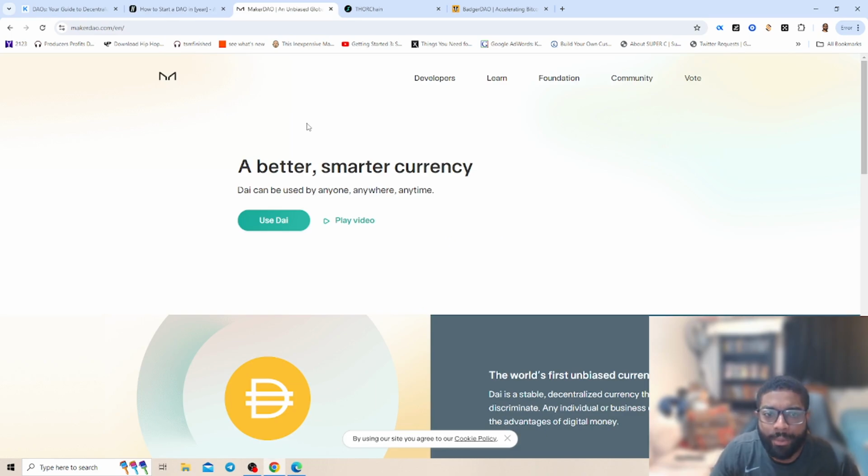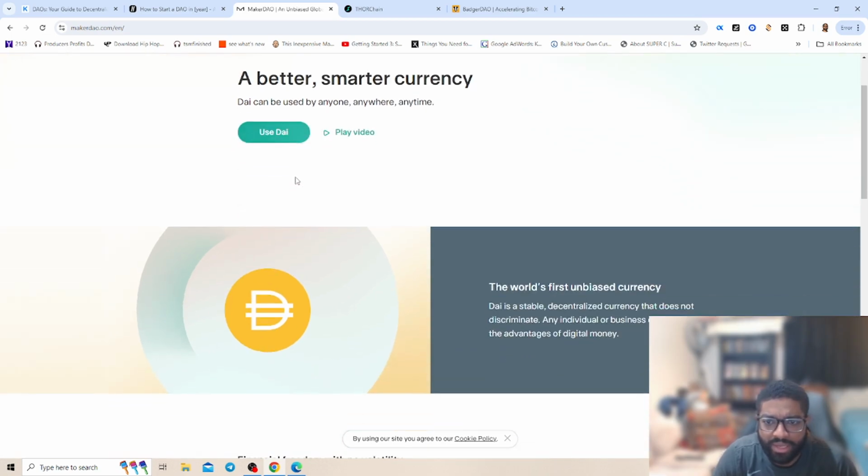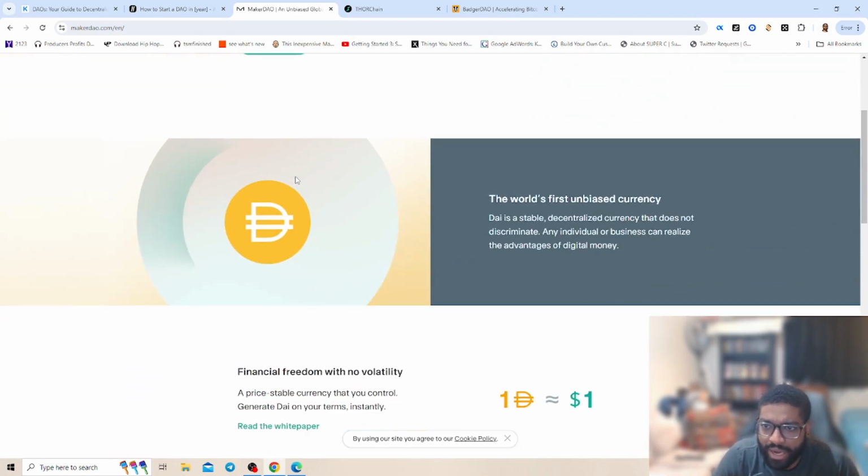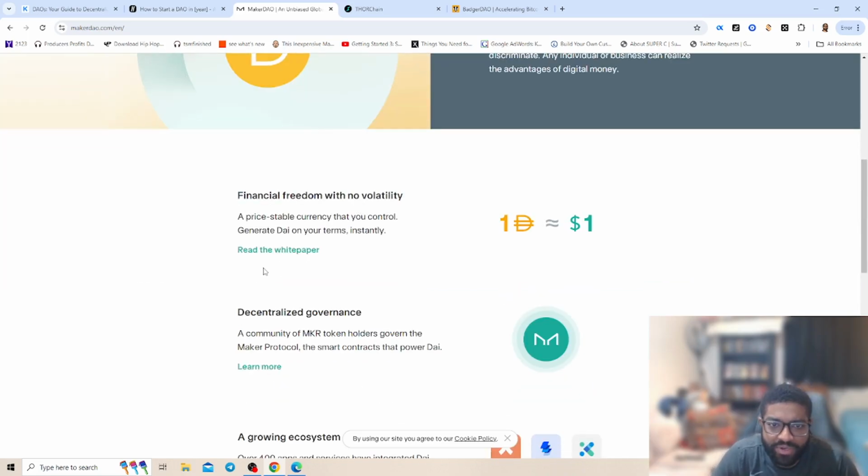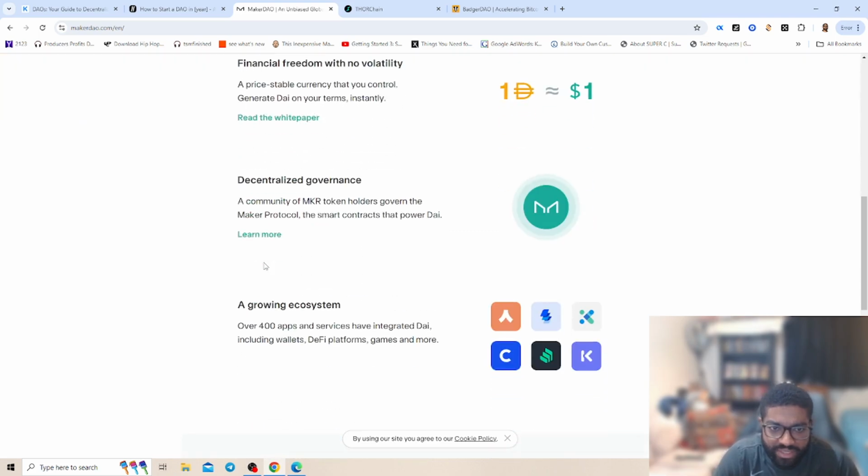So Maker DAO, a better, smarter currency. DAO can be used by anyone at any time. The world's first unbiased currency. DAO is a stable, decentralized currency that does not discriminate. Any individual or business can realize the advantages of digital money. Financial freedom with no volatility. A price stable currency that you control, generate DAO on your terms instantly.